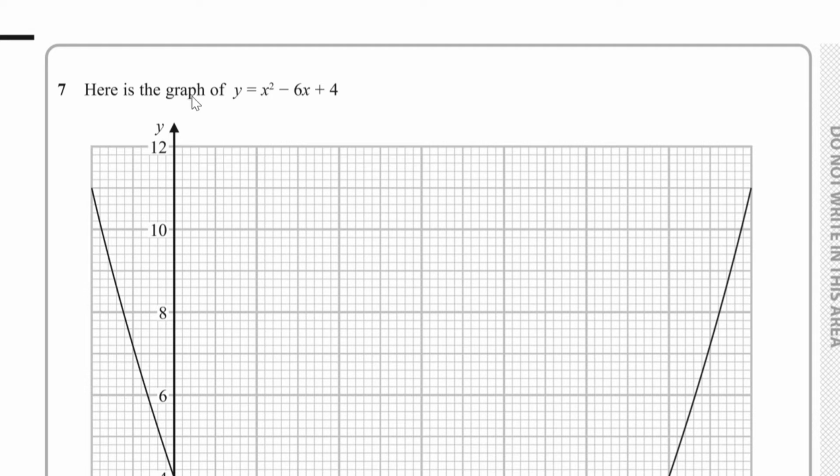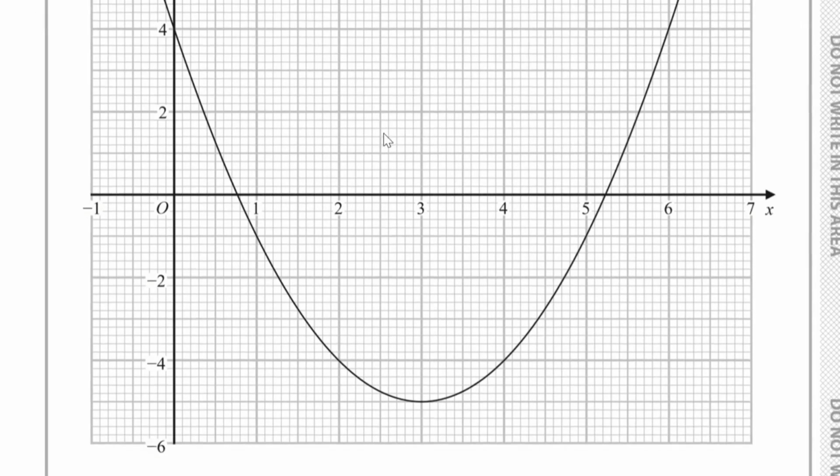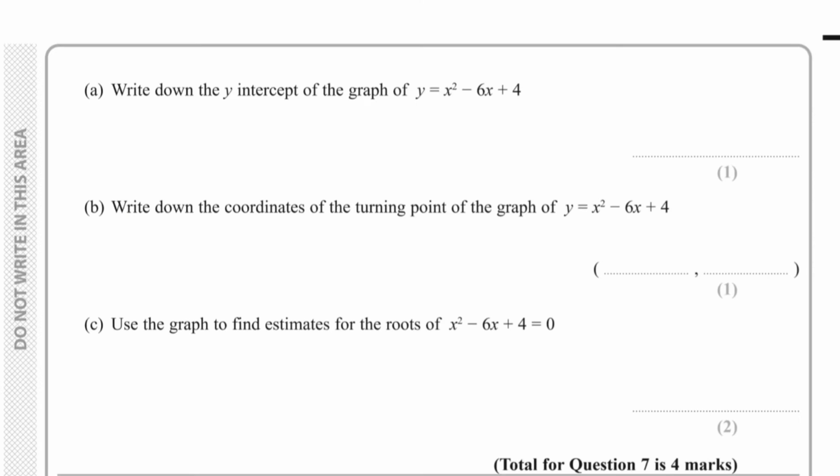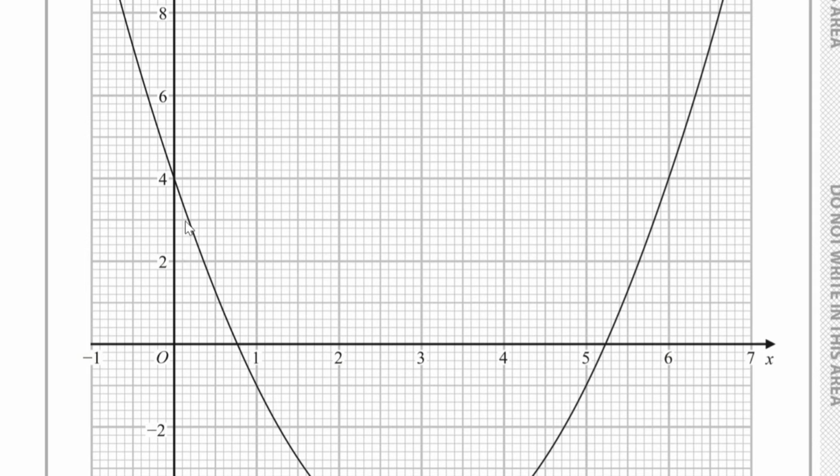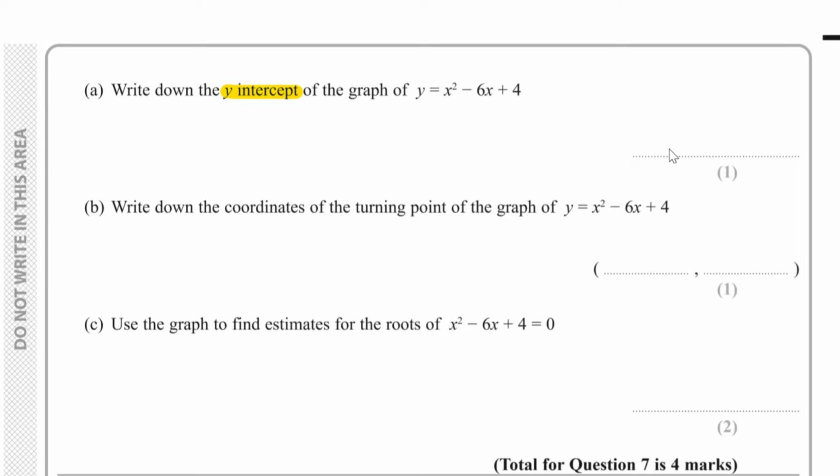Question number 7. Here is the graph of y equals x squared subtract 6x plus 4. For part A, we have to write down the y-intercept of the graph of y equals x squared subtract 6x plus 4. Well, the y-intercept is where the graph crosses the y-axis, and you can see that is at the point 0, 4, so the y-intercept is 4.